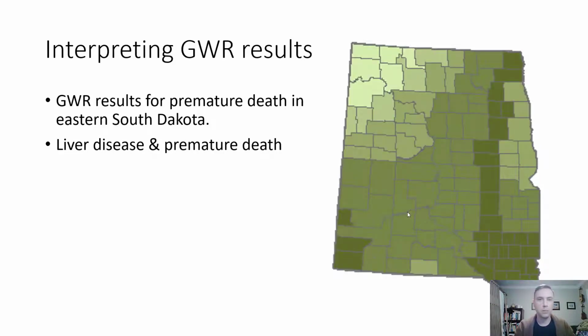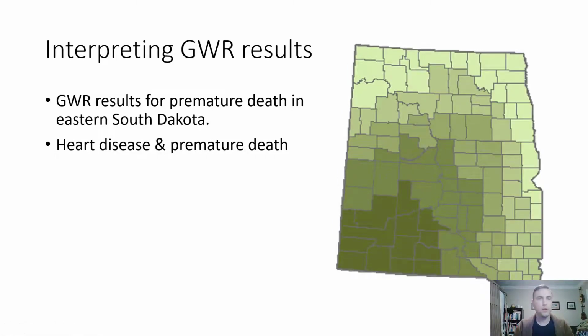This is liver disease and premature death. This one I found the most fascinating because there's essentially a linear distribution of counties north to south. So what is that all about? I don't know enough about South Dakota, but you could speculate. Maybe it has something to do with the natural landscape. Who knows? Or people just like to drink along that freeway there. I don't know. And lastly, we have heart disease and premature death. In this case, it's very much skewed toward the southwest. So it's kind of intriguing.